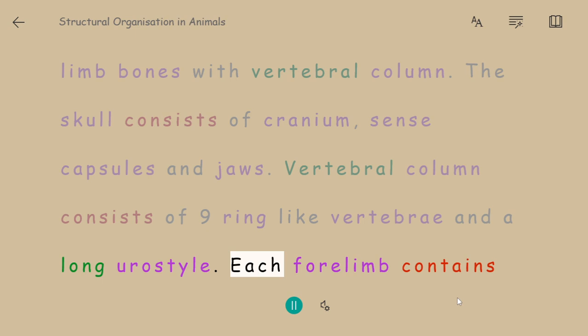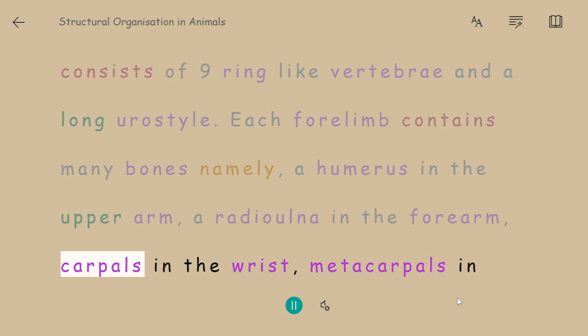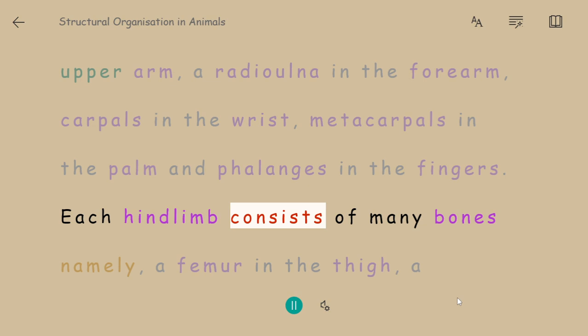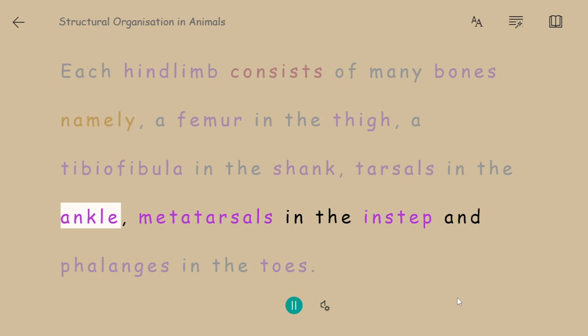Each forelimb contains many bones, namely, a humerus in the upper arm, a radio-ulna in the forearm, carpals in the wrist, metacarpals in the palm, and phalanges in the fingers. Each hind limb consists of many bones, namely, a femur in the thigh, a tibiofibula in the shank, tarsals in the ankle, metatarsals in the instep, and phalanges in the toes.